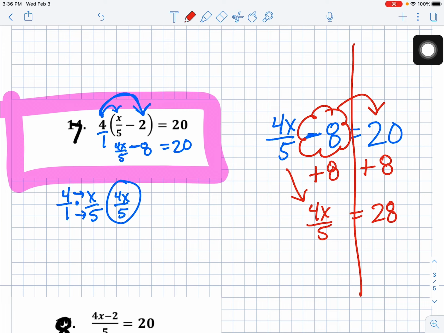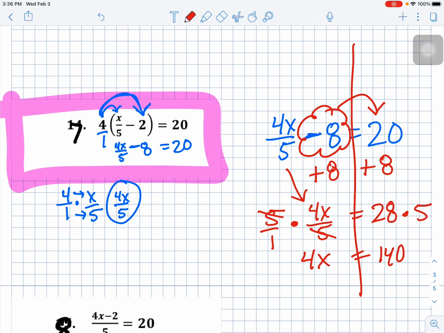So to do that, I need to multiply by the denominator. So if I multiply this by 5, that's really multiplying by 5 over 1, and that's going to cross cancel my 5's. So I'm going to end up with 4x, and whatever I do to one side, I need to do the other, equals 28 times 5. I'm going to use my calculator for that. 140.